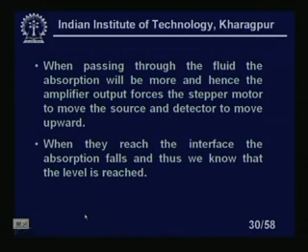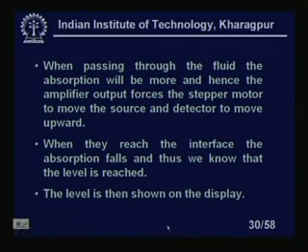When they reach the interface, the absorption falls, and thus we know the level is reached. The level is then shown on the display, right.